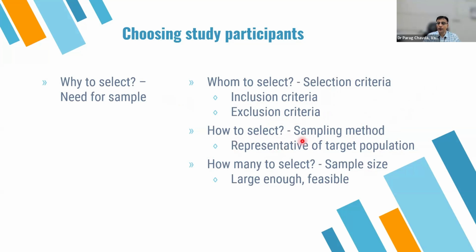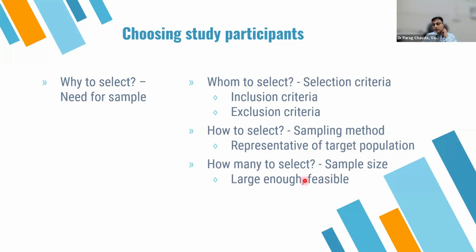Second is how you are going to select, right? What's the sampling method we are going to employ? What's conceptually important is to ensure that your study sample is representative of the target population, right? Because you are going to extrapolate your findings to that. And what are the problems we anticipate there, and what things to take care of?